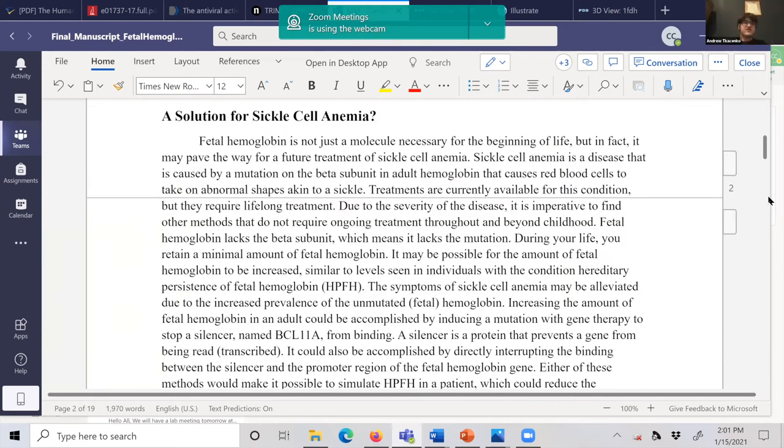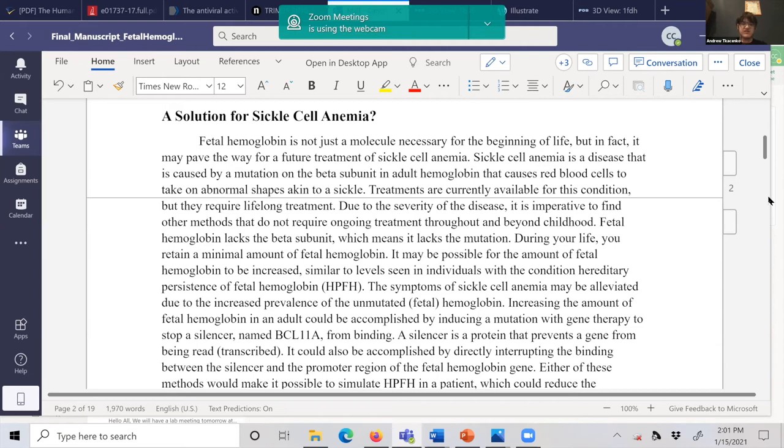A solution for sickle cell anemia. Fetal hemoglobin is not just a molecule necessary for the beginning of life, but in fact, it may pave the way for a future treatment of sickle cell anemia. Sickle cell anemia is a disease that is caused by a mutation on the beta subunit in adult hemoglobin that causes red blood cells to take an abnormal shape akin to a sickle.